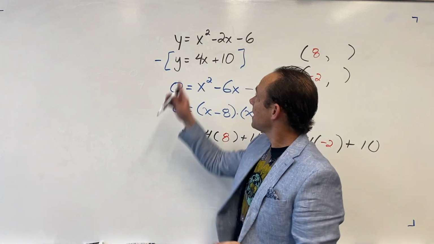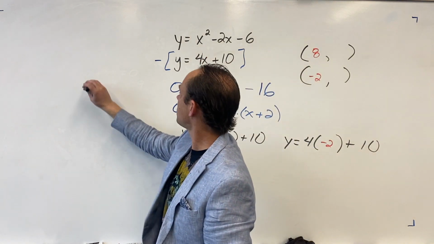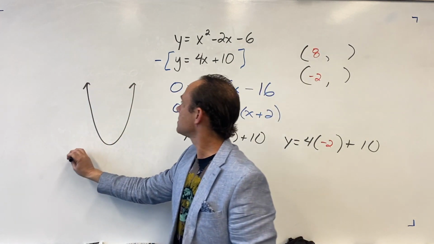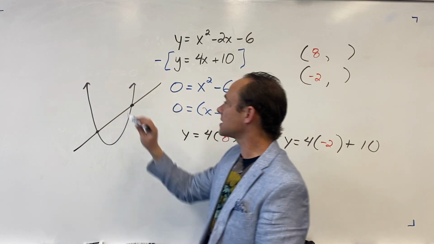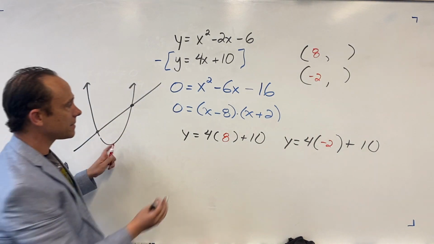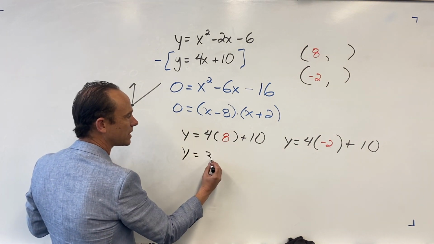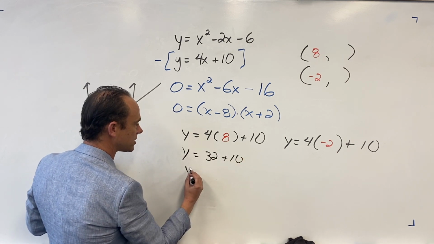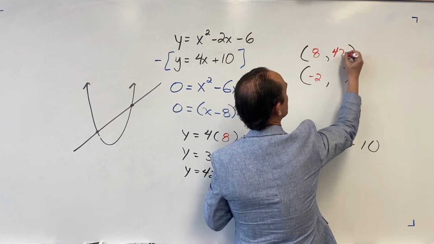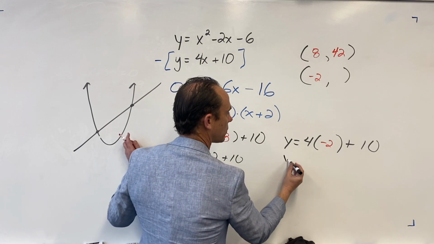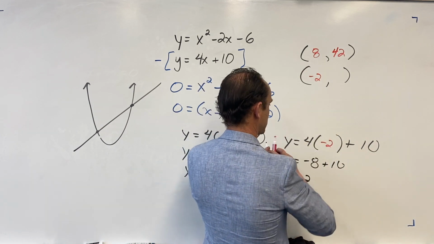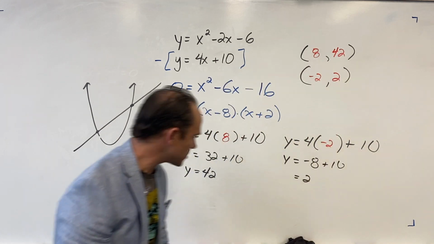At the end of the day, I'm not going to graph these perfectly, but you have a parabola, right? And you have a line that has a positive slope. And so there's two places that it's going to intersect. One of them is going to be at -2, and the other one's going to be at 8. So when it's at 8, we got 32 plus 10, which is 42. So (8, 42). And now here, we got y is equal to -8 plus 10, which is 2. So this is (-2, 2). Those are two solutions.